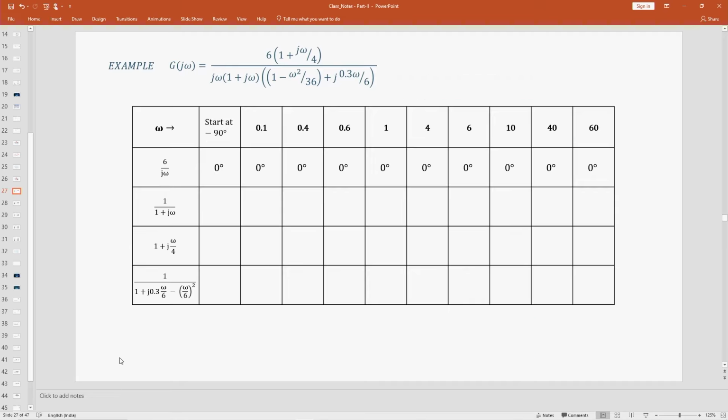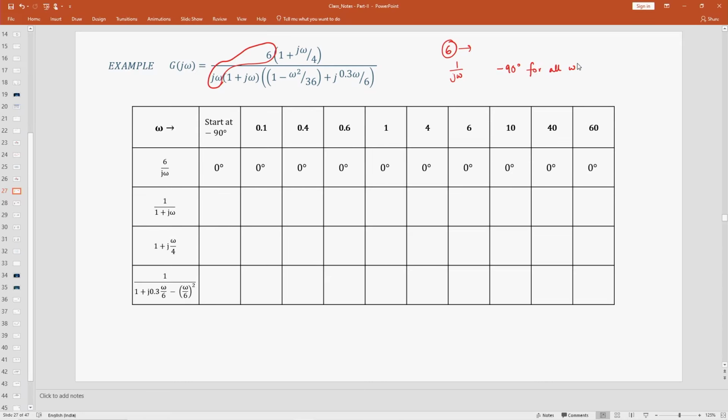Okay. What about the phase part? So, for the phase part you see, again remember we will have to look at each factor again. For 6 by j omega there is no contribution in the phase part. For 6 there is no contribution in phase, right, this is 0 degree phase, but for 1 by j omega the phase is minus 90 degree for all omega, for every value of omega it is minus 90 degree.